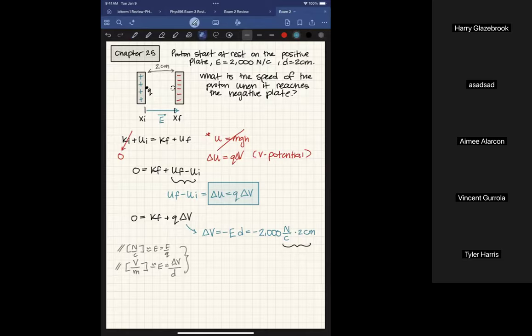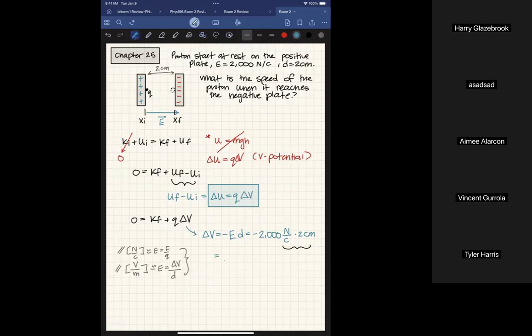So I'm going to change these units just so they cancel a little bit better. I'm going to write negative 2000 volts per meter, and that's times 2 times 10 to the negative 2 meters. So now the meters cancel here. So that's going to be negative 40 volts.